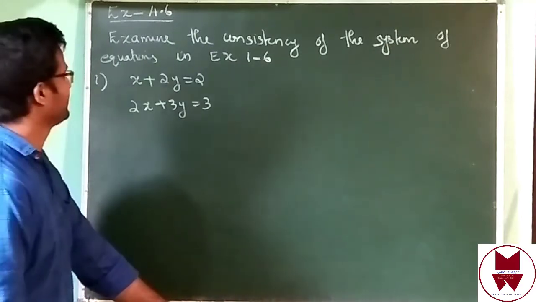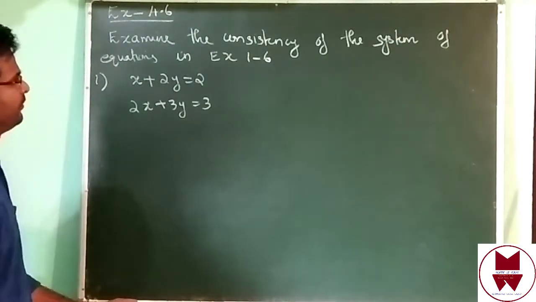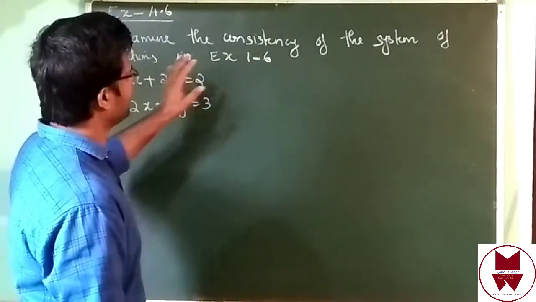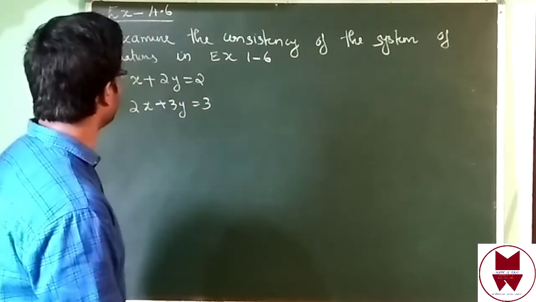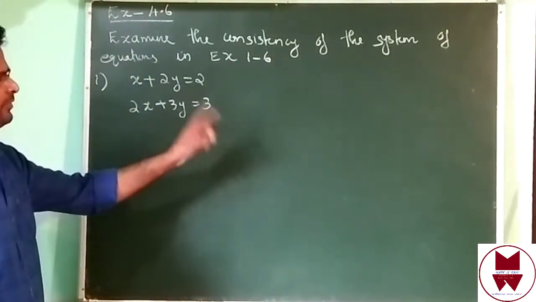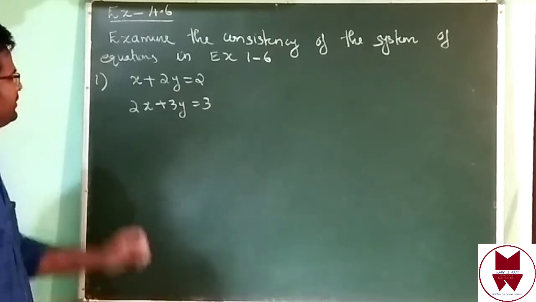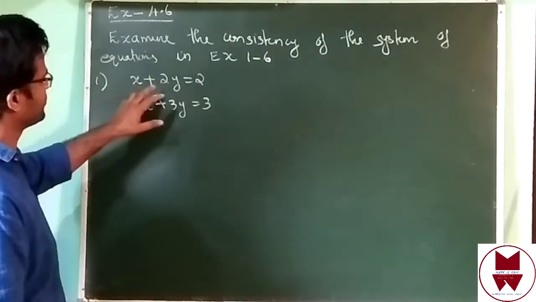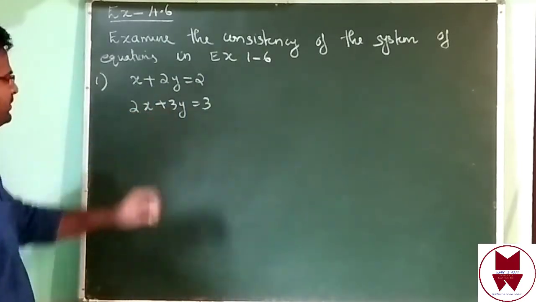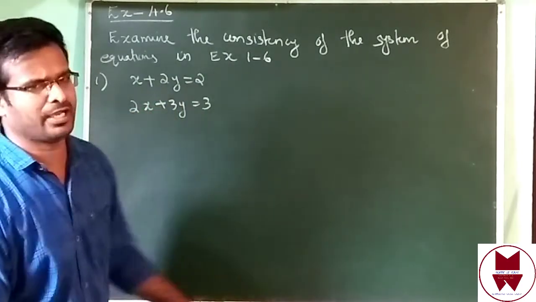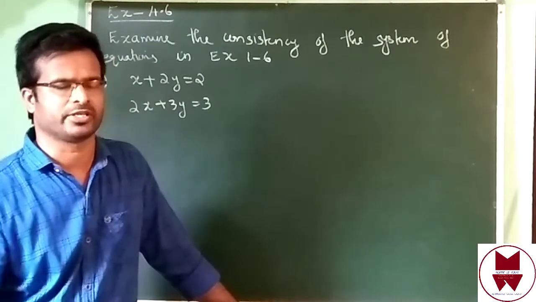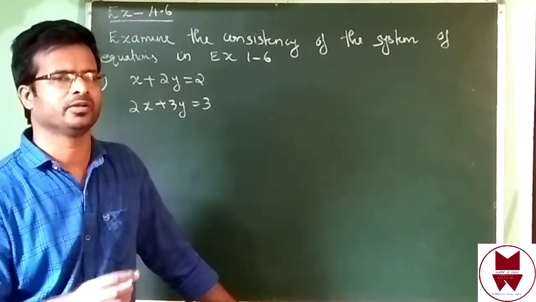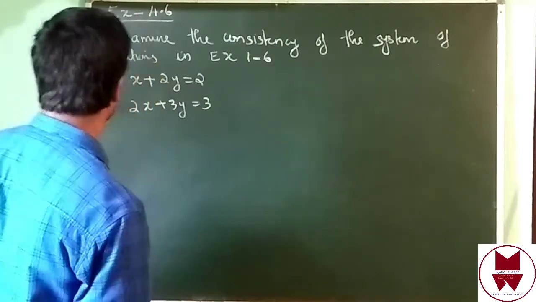Exercise 4.6, question number 1 to 6. Examine the consistency of the system of equations in questions 1 to 6. Here the system of equations given has two equations: x plus 2y equal to 2, 2x plus 3y equal to 3. We have to check whether the given system of equations is consistent or inconsistent. Let's start.